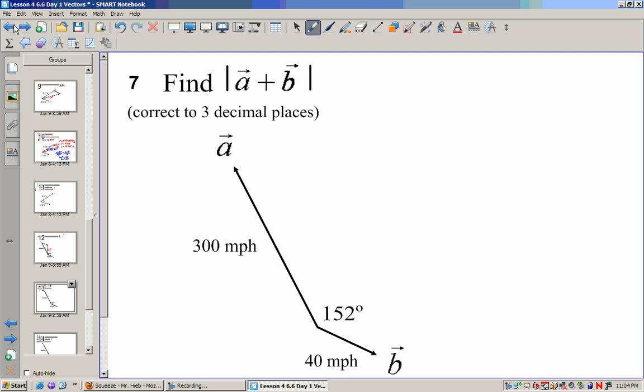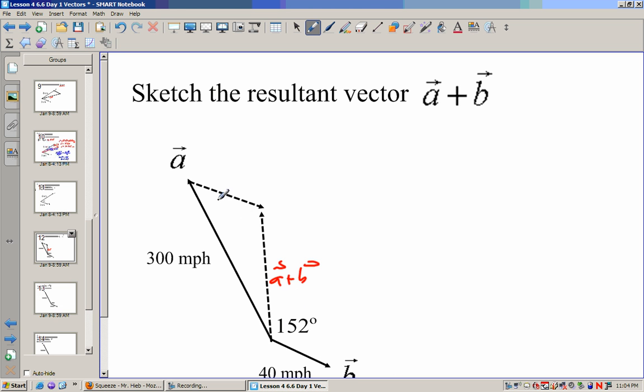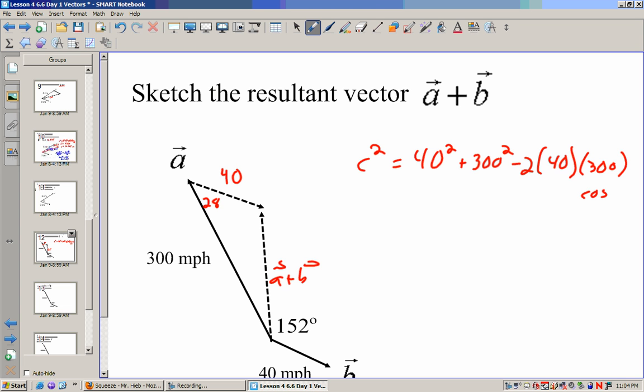Now, if I want to find the magnitude of A plus B, this would be 40, and if this is 152, 180 minus 152 would be 28. So I would find this by saying c squared is equal to 40 squared plus 300 squared minus 2 times 40 times 300 times the cosine of 28. So C would equal 265.347 miles per hour.